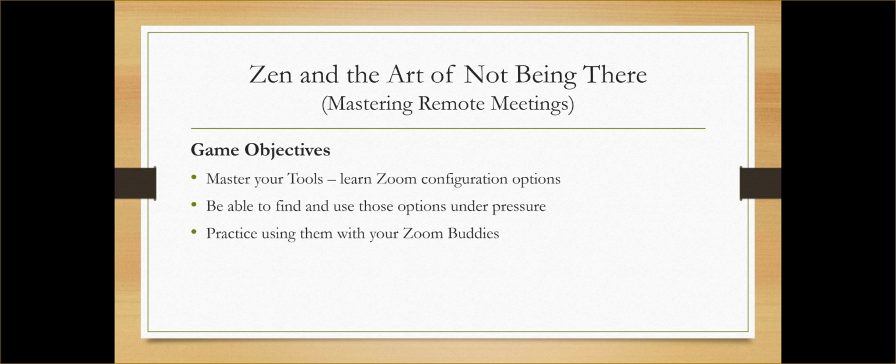As my students join this class, they'll be instructed to join a particular group within VMware Social named after my class, Zen and the Art of Not Being There. Within that group, they will be told to find or create a subgroup of 3 to 5 individuals that will become their Zoom buddies, is what I'm calling them.